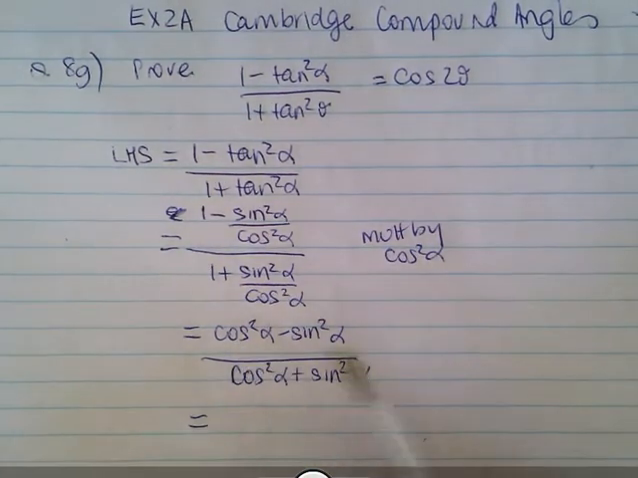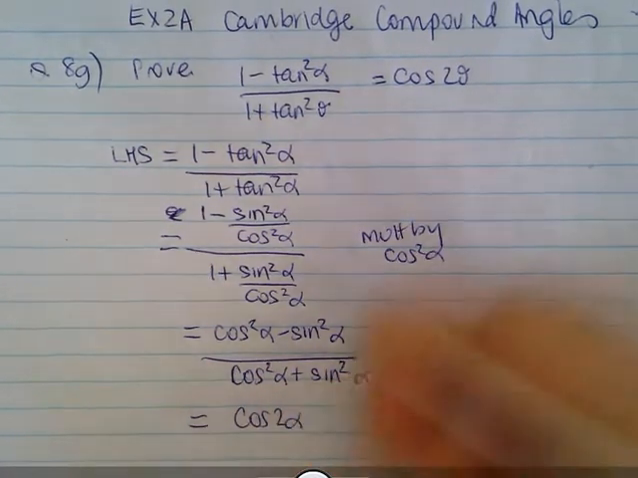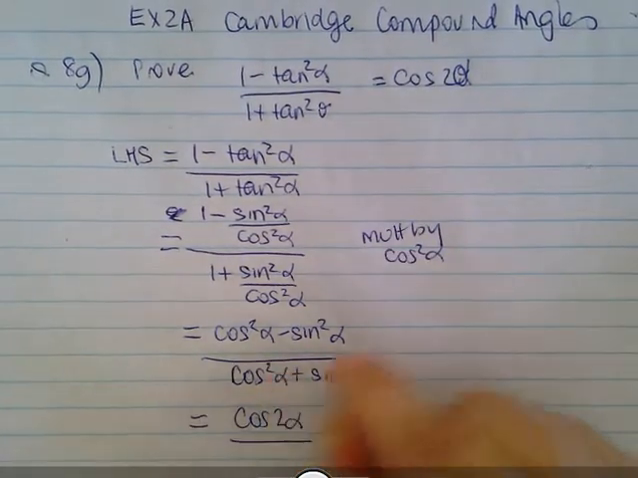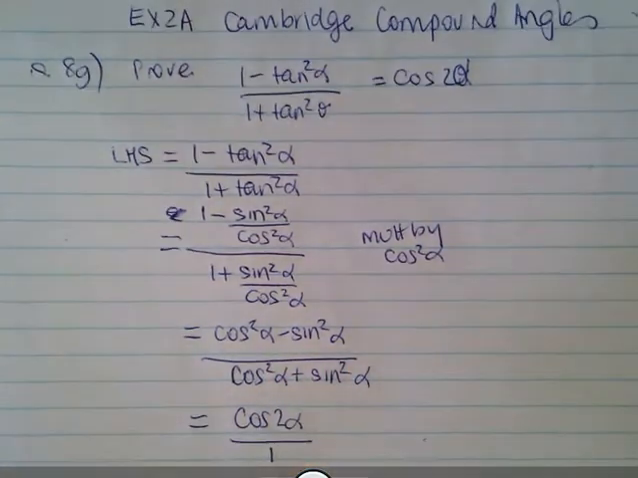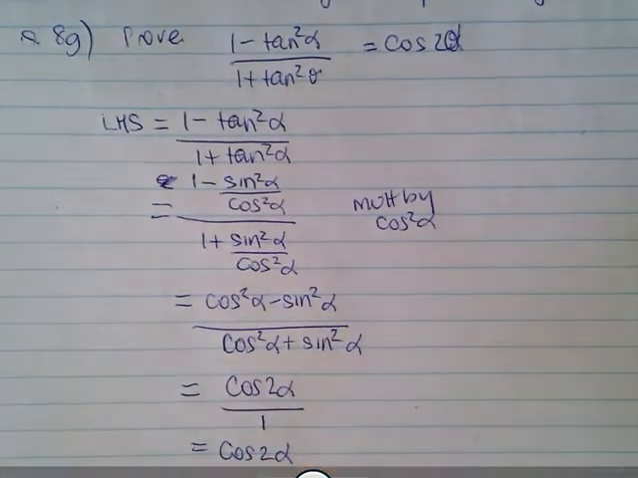Isn't that the double angle result? So that's cos of 2 alpha, and cos squared plus sine squared is 1. You need to show that. You need to show all your steps, please, which is cos 2 alpha.